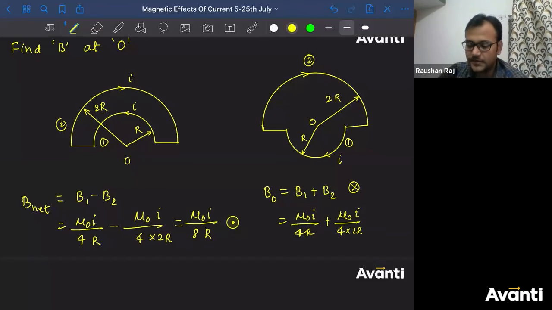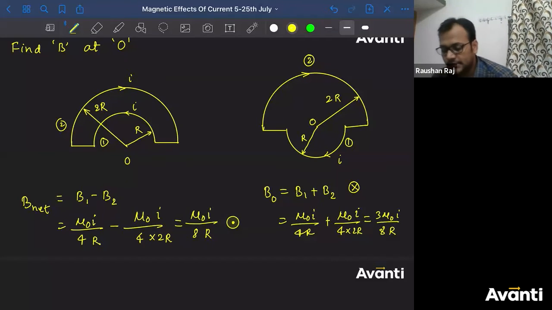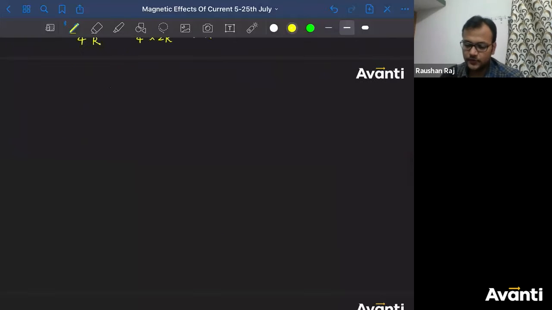If I take mu naught I by 4R out, I'll get 1 plus 1 by 2, that is 3 by 2. So I'll get 3 mu naught I by 4 into 2, 8, so 8R. ठीक है? Very good. चलिए तो दूसरा सवाल करते हैं. Let us move on to the next question here.